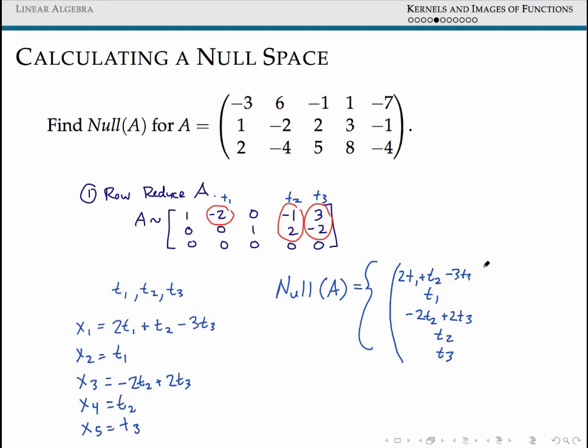so there's our set, for any t1, t2, and t3 inside whatever our field is. In this case, we're going to be looking mostly at R. So our null space, we'll again come back to this later, because we have three free variables, the dimension of the null space of A is 3. Since there are 3 free parameters, there's 3 dimensions of things that are being sent to 0. So these are all of our solutions to the matrix equation AX equals 0.